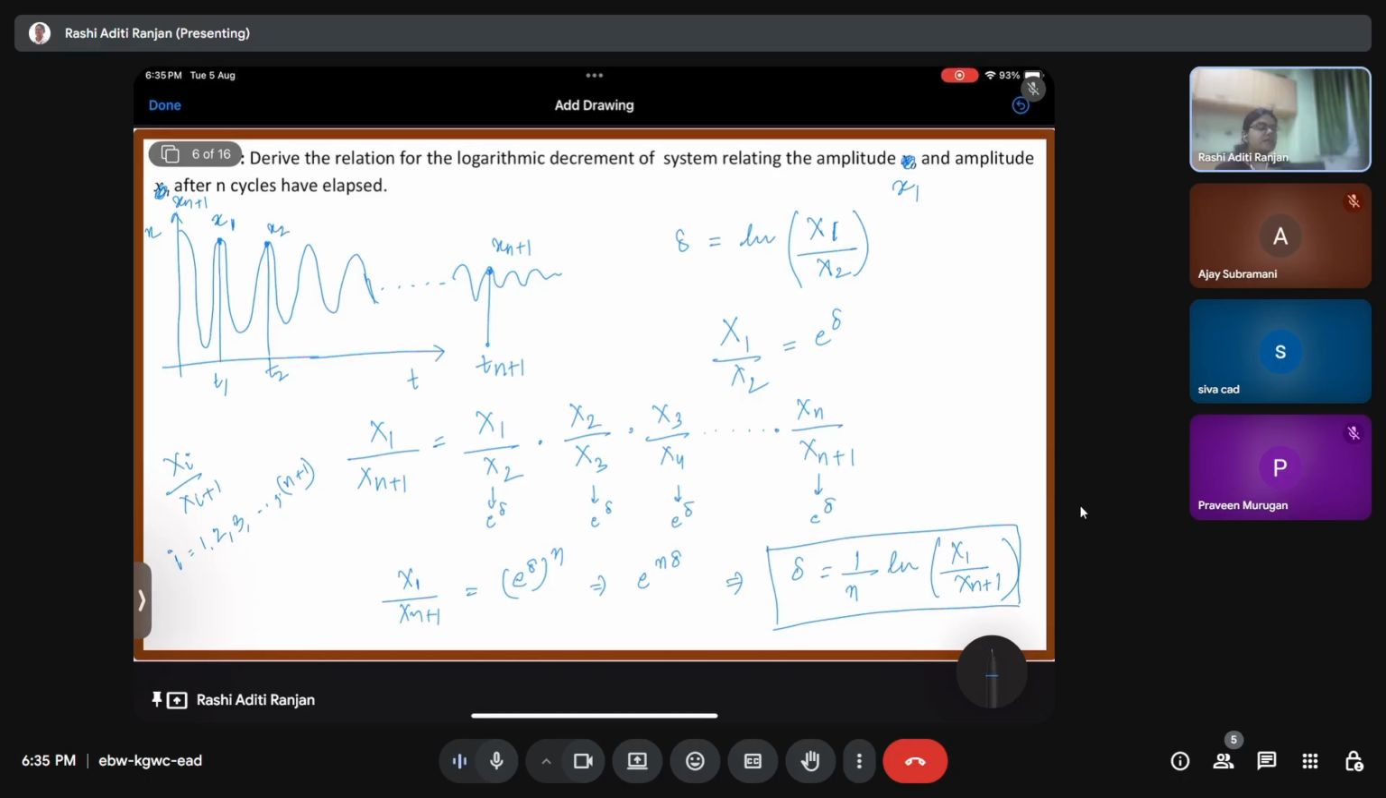Okay, so this gives us an advantage: it is not compulsory for me to measure the two values of amplitude in one cycle only. What I can do is measure it after multiple cycles, and then just divide by the number of cycles, and I'm going to get the value of the logarithmic decrement. I hope this is clear.